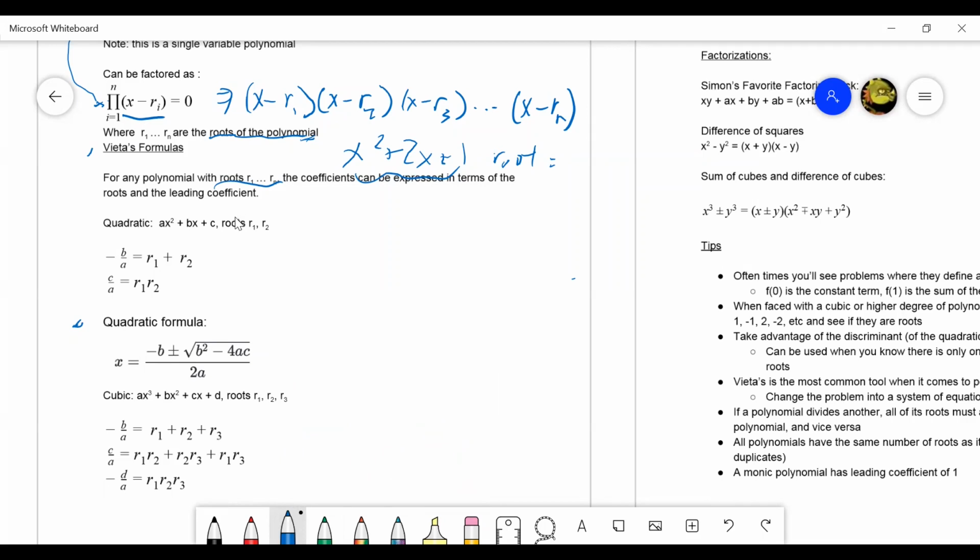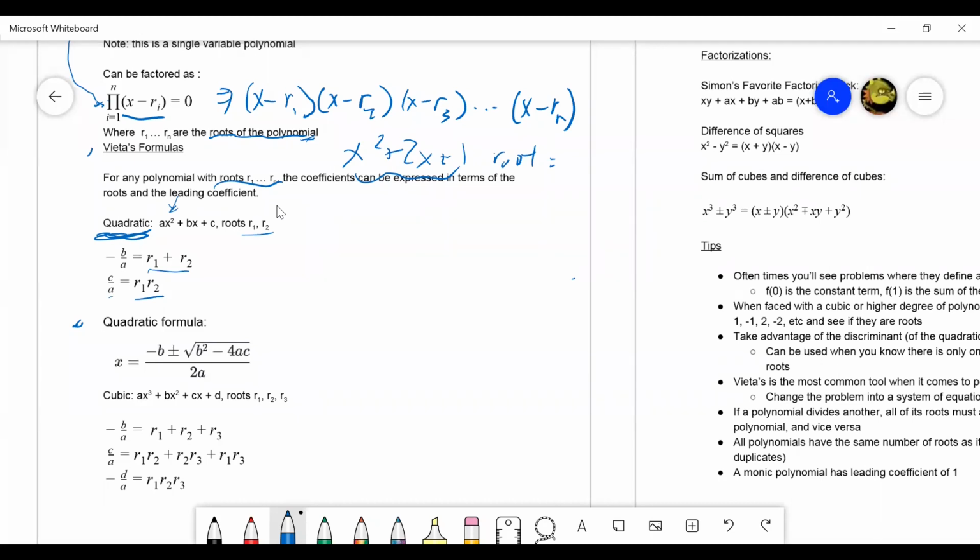Well, you'll see. For a quadratic equation, which is the most common type of polynomial that you see, the degree is 2, or the highest exponent of x is 2. We have that negative b over a is equal to r1 plus r2, where the roots are r1 and r2, and c over a is equal to r1 times r2.